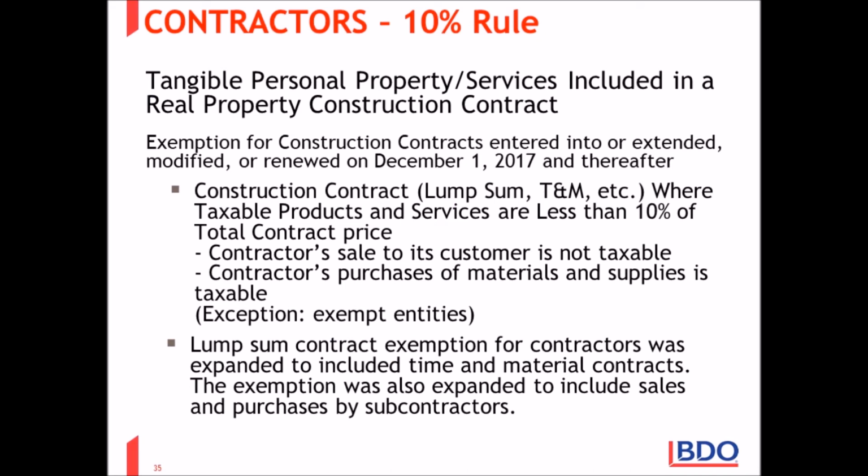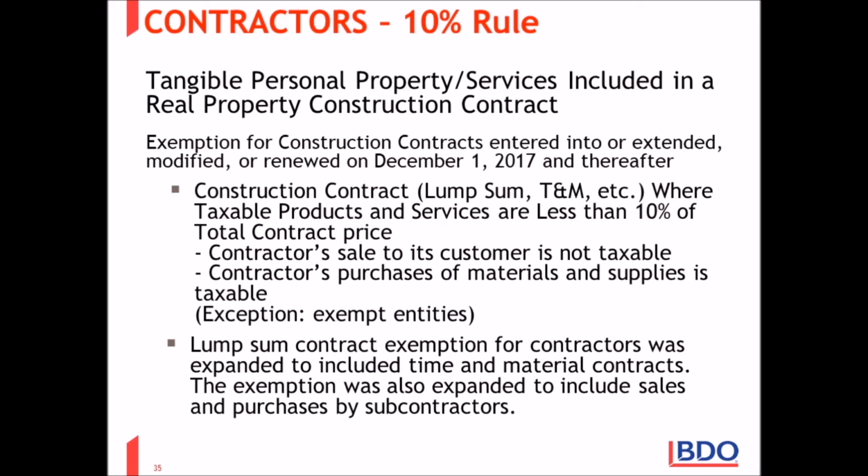So then we talked about that shorter period between October of 2013 through November of 2017. Now we wanted to talk about the exemption as it applies to contracts that are entered into, extended, modified, or renewed on December 1st, 2017 or thereafter. As stated, the new exemption now applies to all types of construction contracts, whether it be lump sum contracts, time and materials, etc. And that's to contracts where the taxable products and services are less than 10% of the total contract price. In that situation, the contractor's sale of taxable products and services to its customer is not taxable. The contractor's purchase of materials and supplies related to these taxable products and services is taxable. And again, there's an exception when it comes to exempt entities.